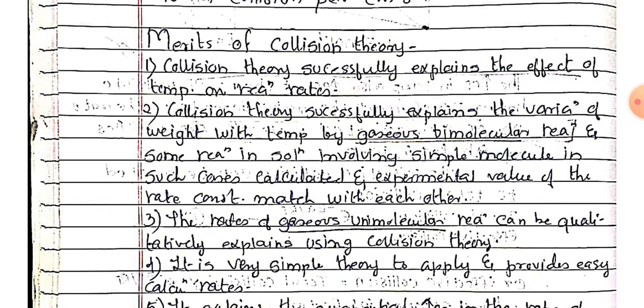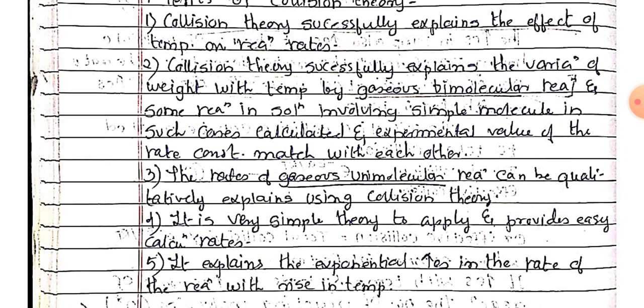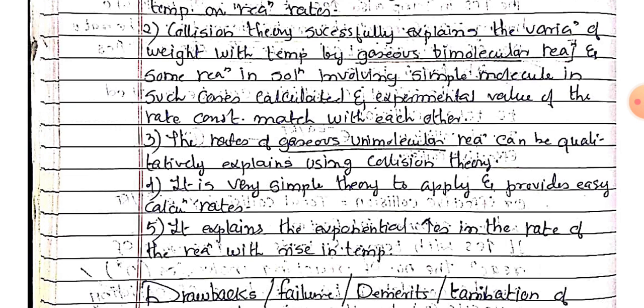the most important point of the collision theory is that the rate is proportional to the temperature. The collision theory successfully explains the effect of temperature on the reaction rate. This is the most important point it explains. Then the collision theory successfully explains the variation of the rate with the temperature.